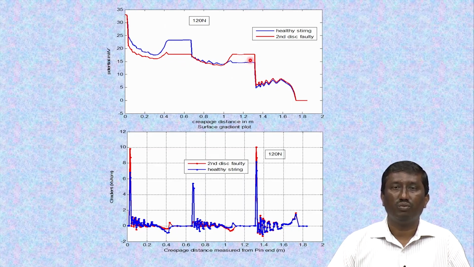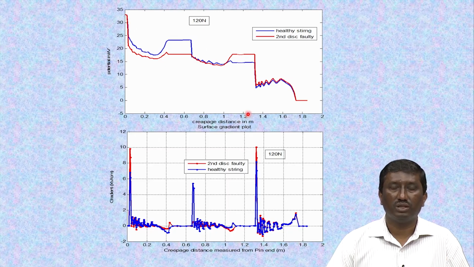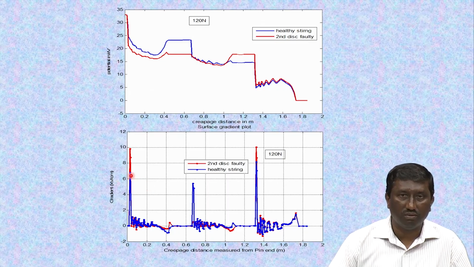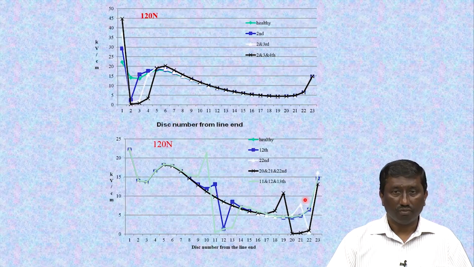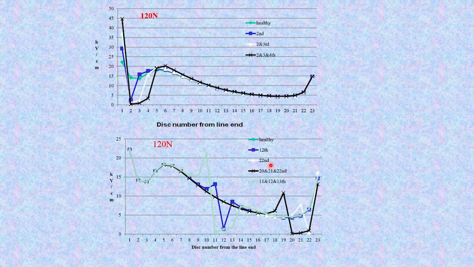So, the entire potential distribution gets modified, and the potential across the first insulator and sometimes across the third insulator, depending upon the tower to ground capacitance and capacitance to ground depending on the number of insulators, gets completely modified, which is shown here. You can see suddenly there is a rise in electric stress across the first insulator and the third insulator. Similarly, if there are discs which are faulted at various locations, the study has been conducted.